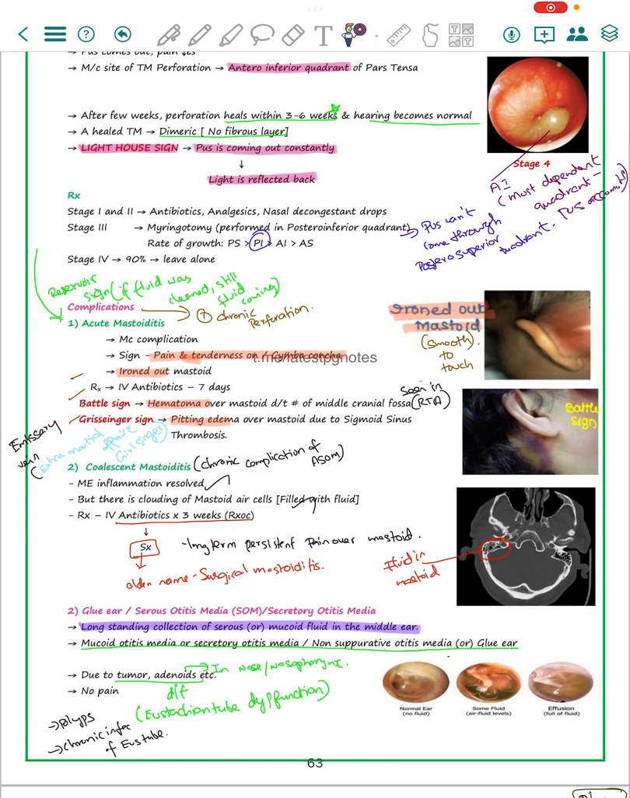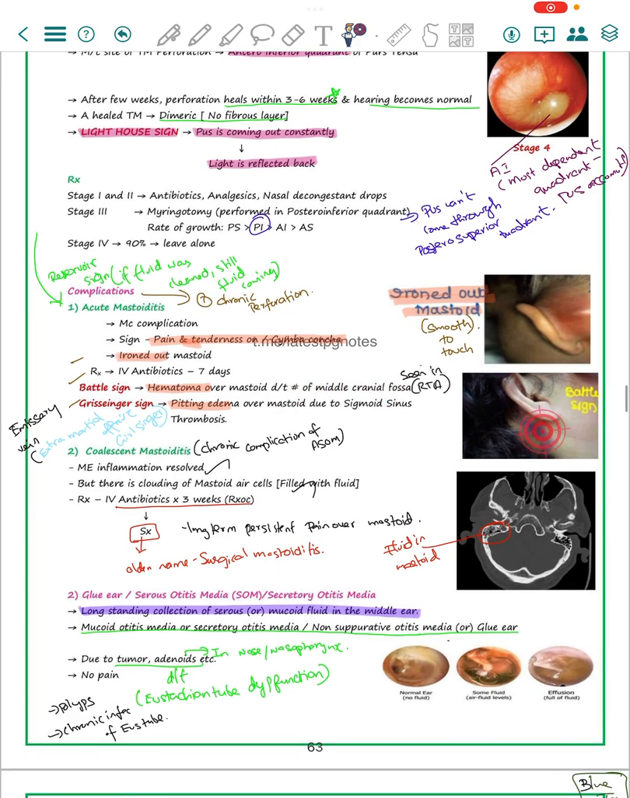Then you can see the Battle sign. You can see the hematoma over the mastoid due to the rupture of the middle cranial fossa. This is known as the Battle sign. It is a pink purplish color.